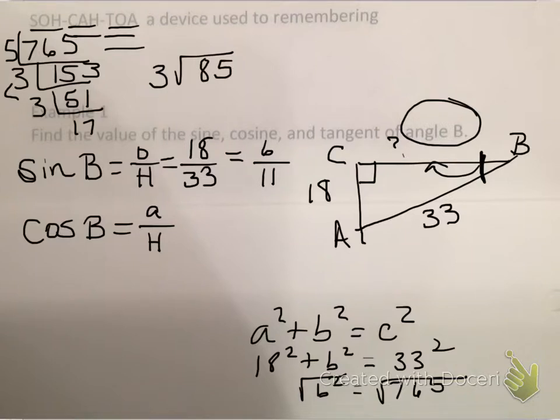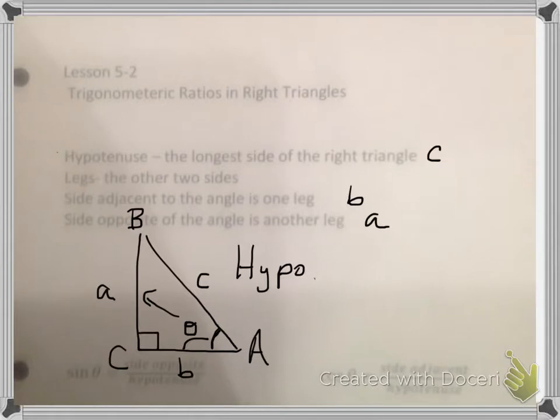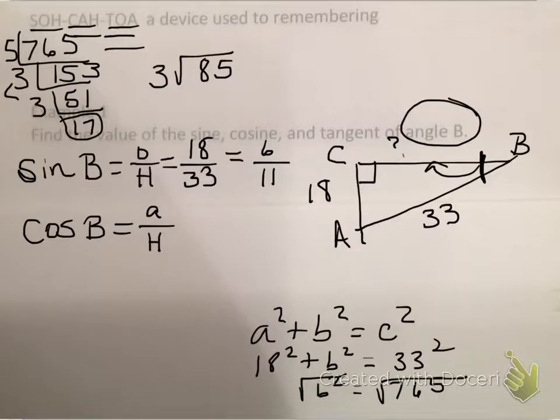So it's whatever I have left over. I have 17 and 5, and that's 85. So this missing place that I don't know, this question mark, is 3 rad 85. Alright, now let's go back to cosine.